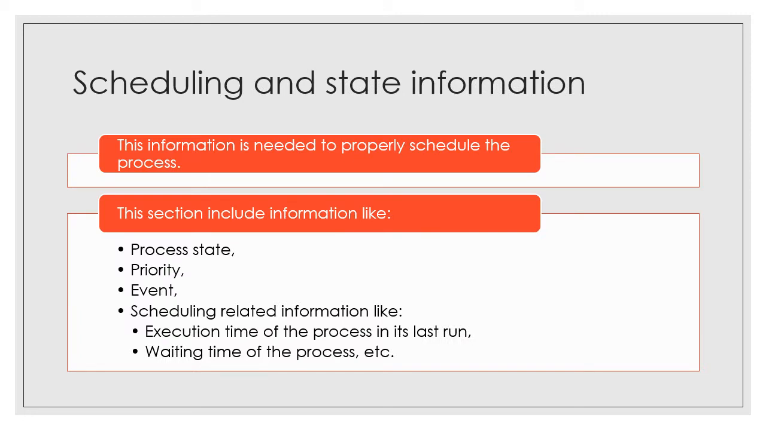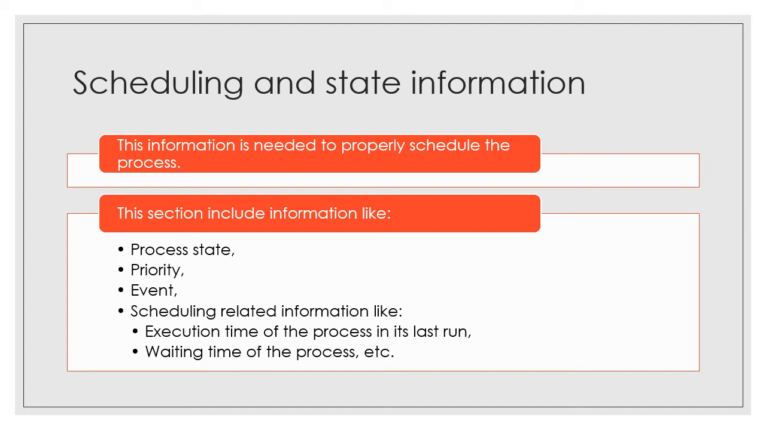Scheduling and state information. This information is needed to properly schedule the process. This section includes information like process state: new, ready, running, blocked, the states we saw in the 7-state process model in the previous lecture. Priority. If the system enforces priorities, we need to know the priority level of each process. Event. The ID of the IO event the process is waiting for if the process is blocked.